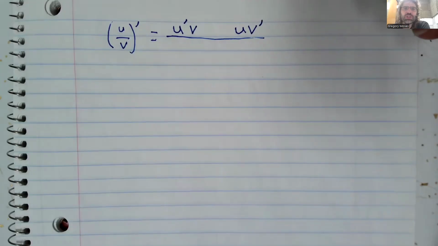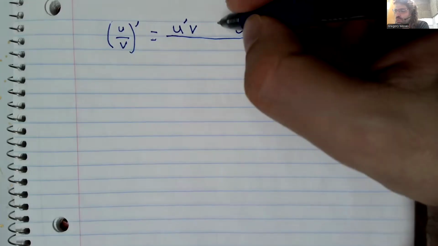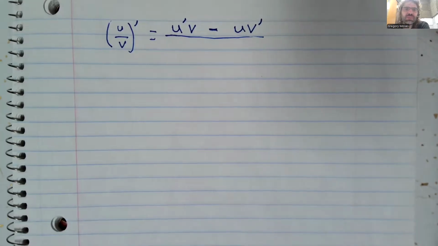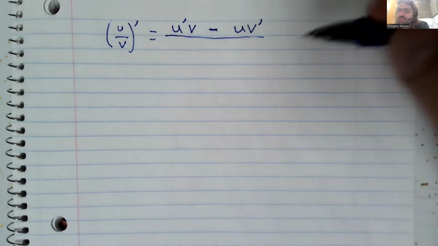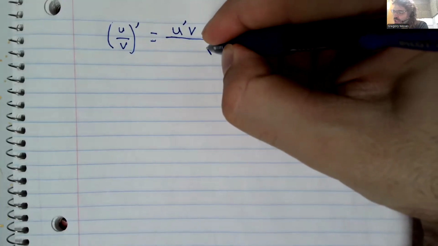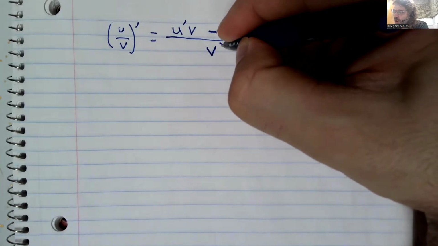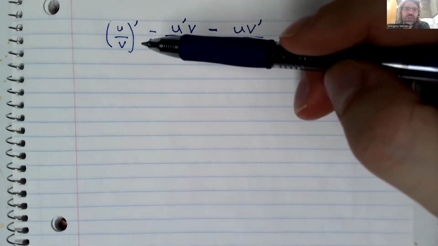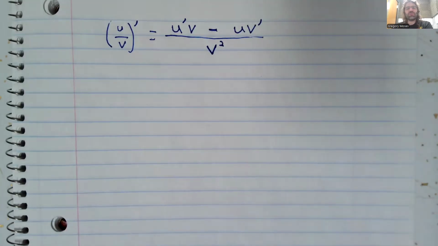So far, very much like the product rule, except that we subtract these instead of adding them. And in the denominator, we don't take any derivatives at all. We square the denominator of the original function. So the derivative of u over v is u prime v minus u v prime over v squared.